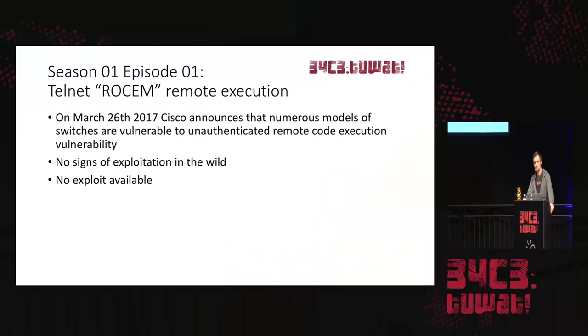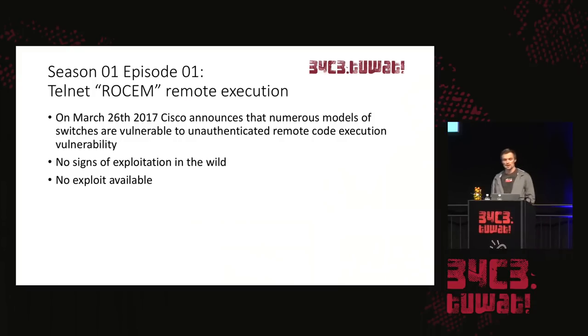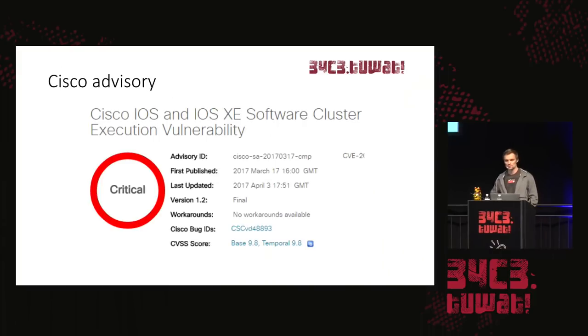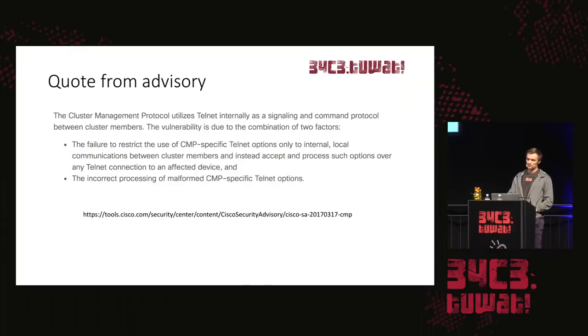On March 26, 2017, we had a major advisory from Cisco announcing that hundreds of models of different switches are vulnerable to a remote code execution vulnerability. No public code, no public exploit was available, and no exploitation in the wild. So it was critical, and the main points of the vulnerability were as follows. Cisco switches can be clustered, and there's a cluster management protocol built on top of Telnet. This vulnerability is a result of actually two errors, a logic error and a binary error. The Telnet options get parsed regardless of whether the switch is in cluster mode or not, and the incorrect processing of this cluster management protocol's options results in overflow.